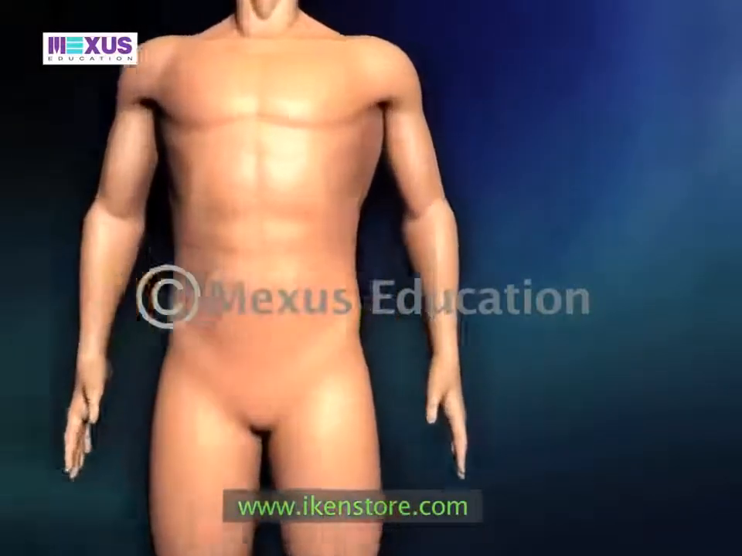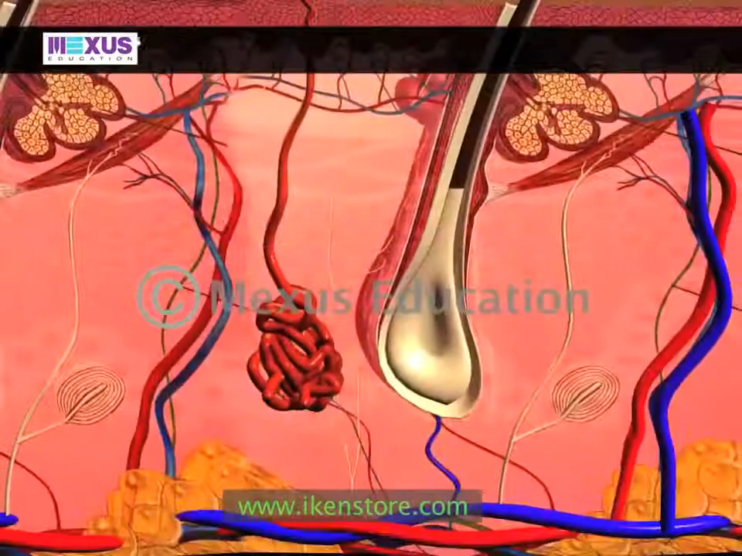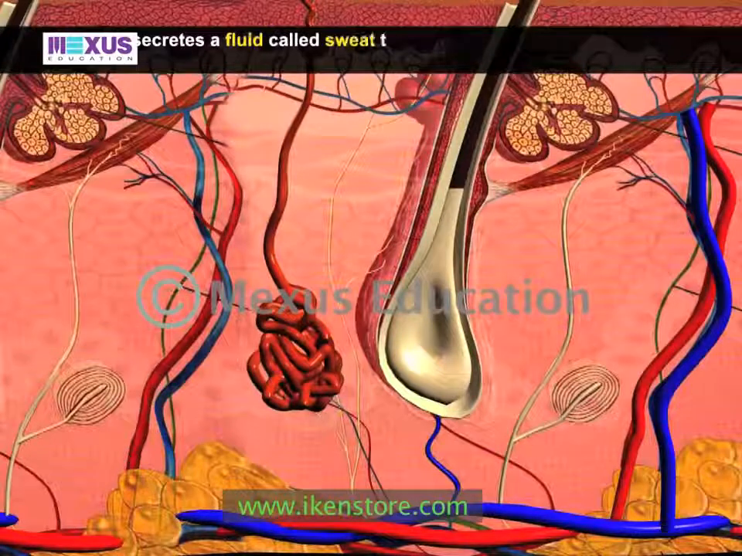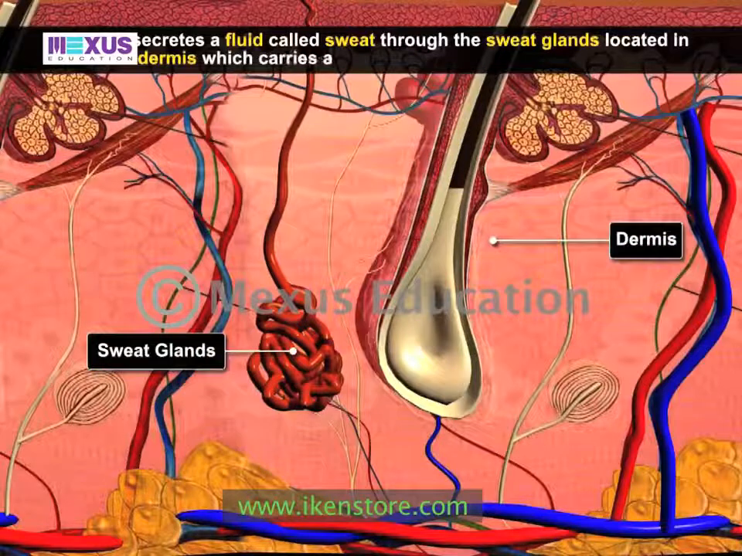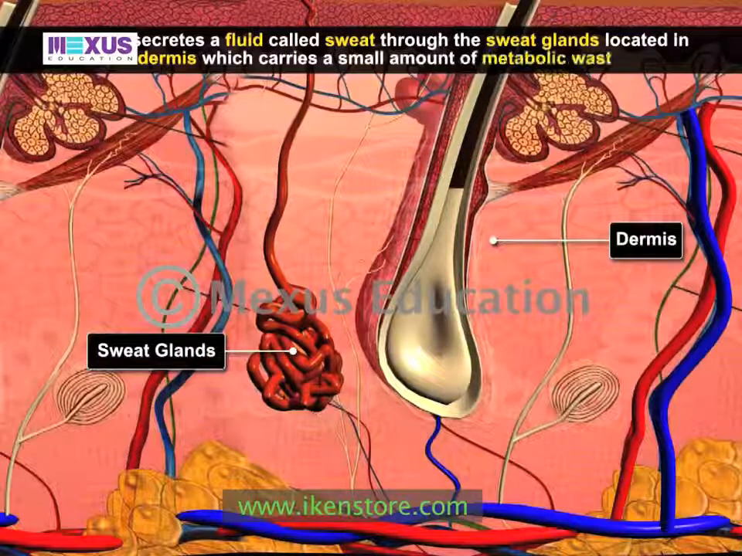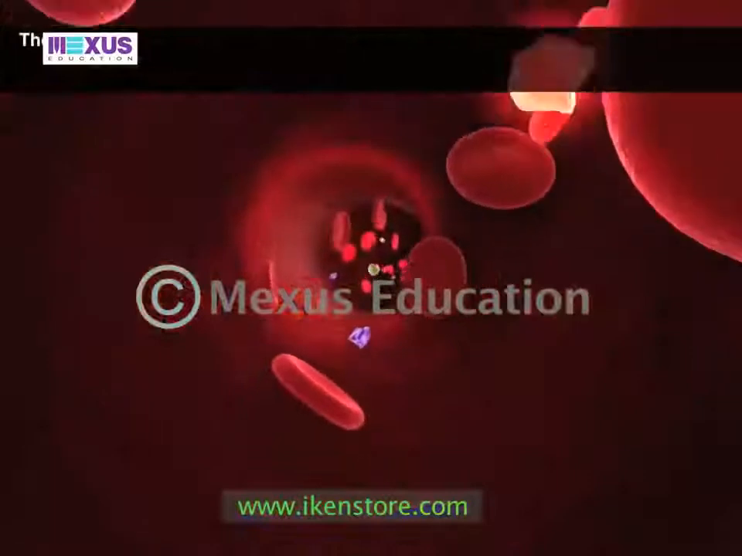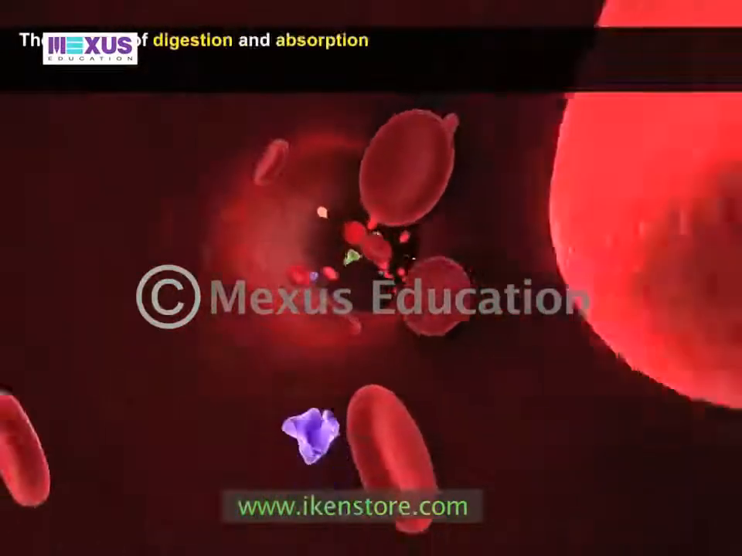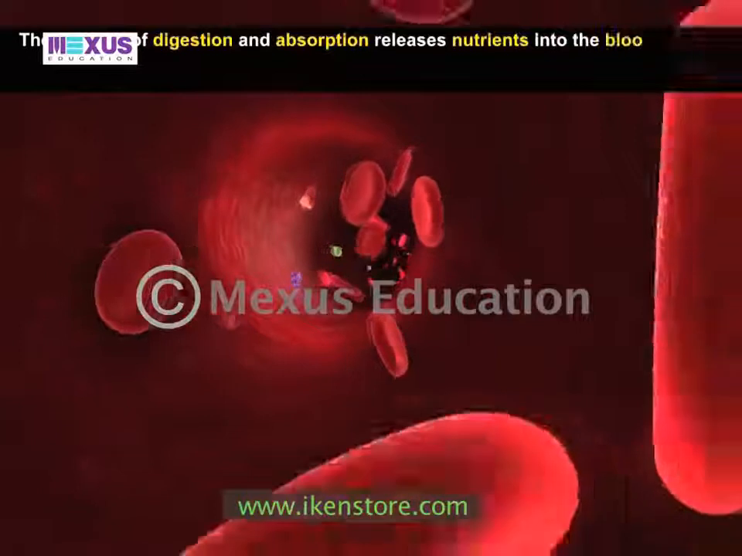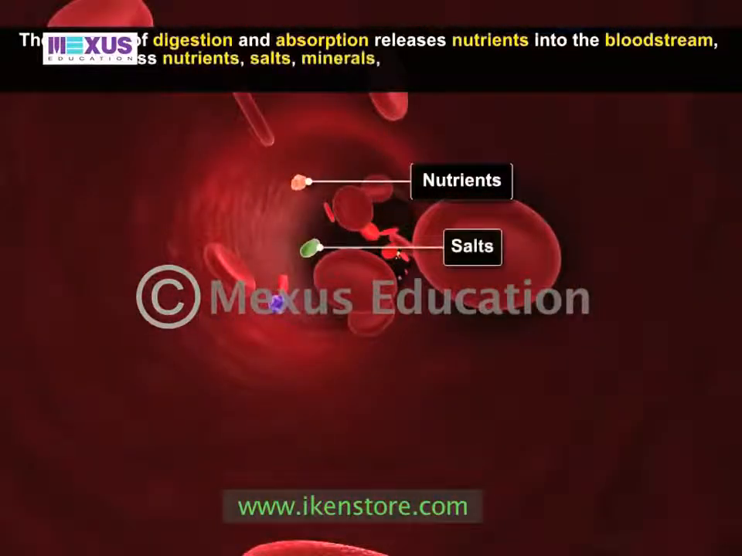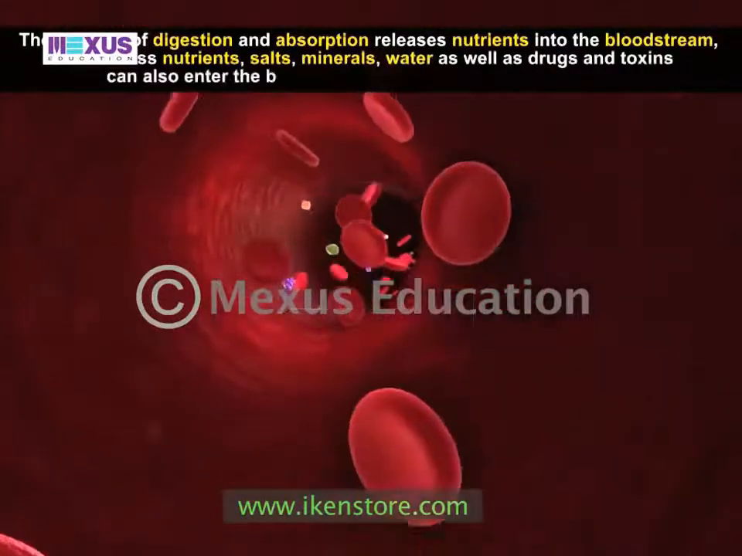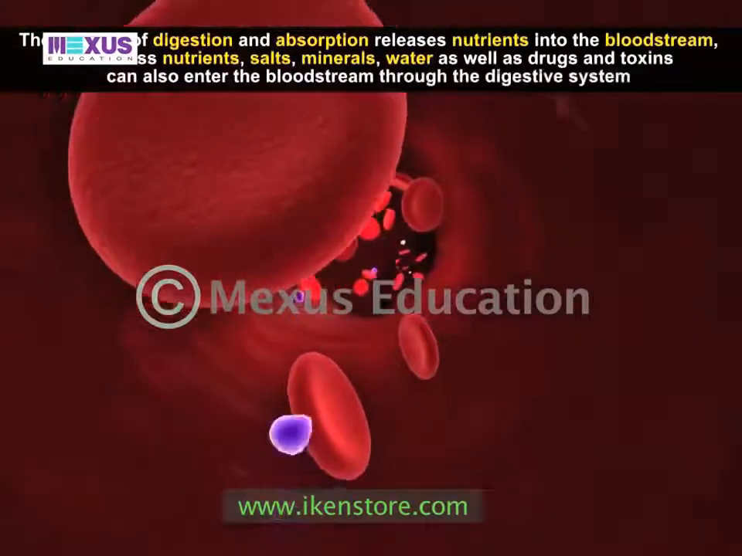Skin plays a minimal role in the human excretory system. The skin secretes a fluid called sweat through the sweat glands located in the dermis, which carries a small amount of metabolic wastes. The process of digestion and absorption releases nutrients into the bloodstream, but excess nutrients, salts, minerals, water, as well as drugs and toxins can also enter the bloodstream through the digestive system.